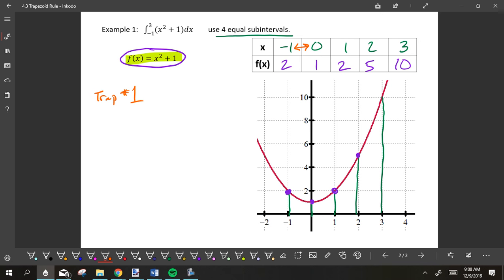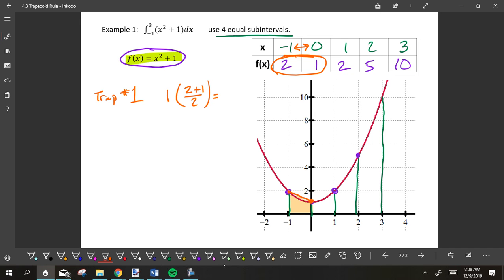I'm going from -1 to 0. The width is 1, okay, because I'm going from -1 to 0. I'm taking that width times the average of the two heights. So the two heights that I have here are 2 and 1. So I'm going to go 2 plus 1 divided by 2. That's going to tell me the average of these two heights, and that will tell me the area of this rectangle right here, or that trapezoid, sorry.